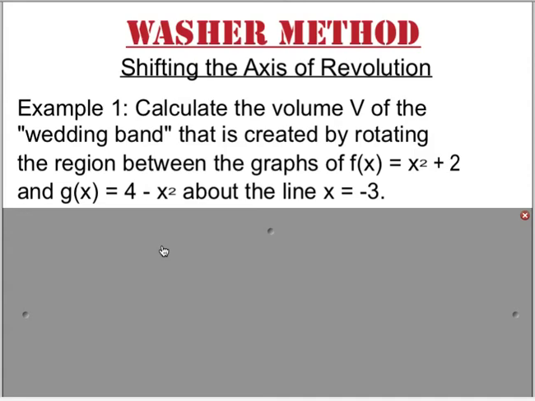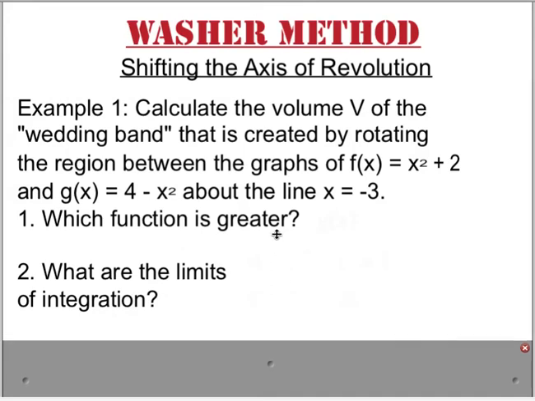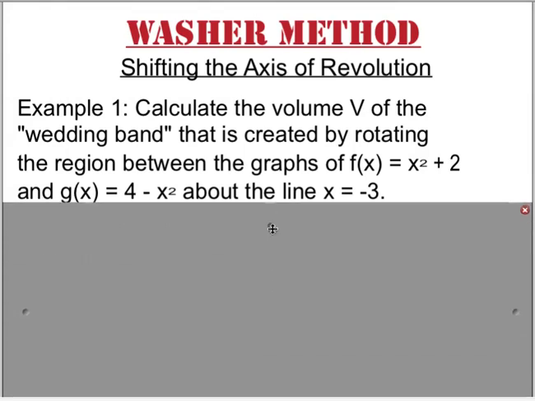If you calculate the volume of the wedding band that is created by rotating the region between the graphs of f of x equals x squared plus 2 and g of x equals 4 minus x squared about the line x equals negative 3. So we're using washer method because we are revolving around an x equals negative 3. Sorry, that should say y equals negative 3. Because it's a horizontal axis of revolution, we're going to be using vertical slices.